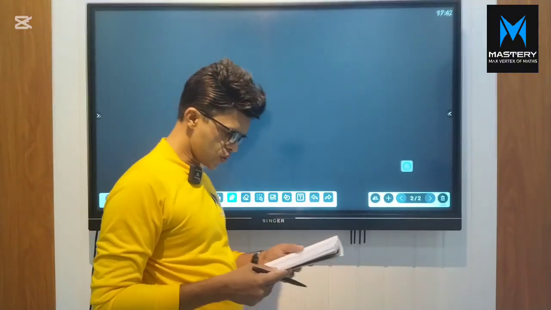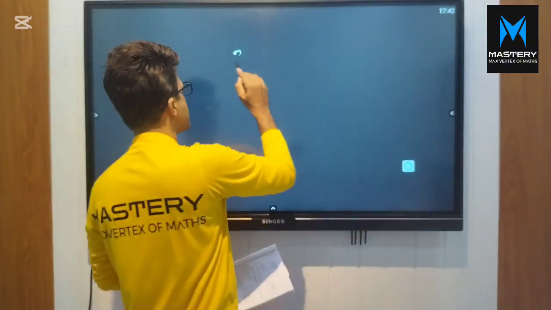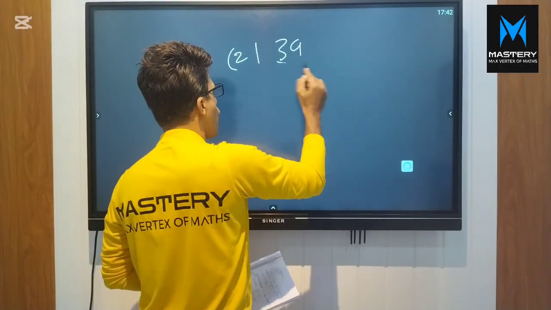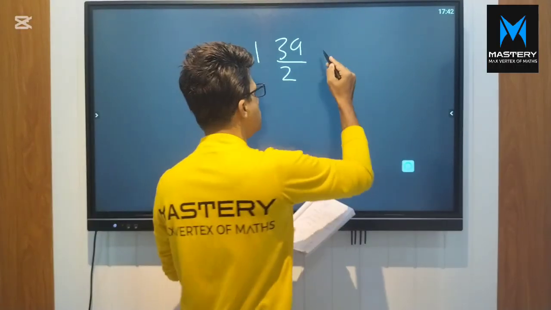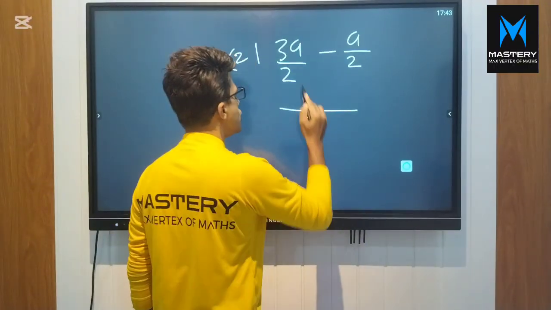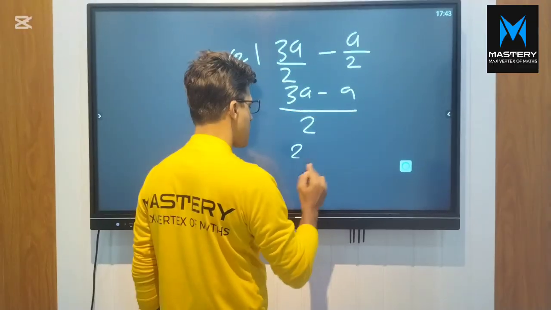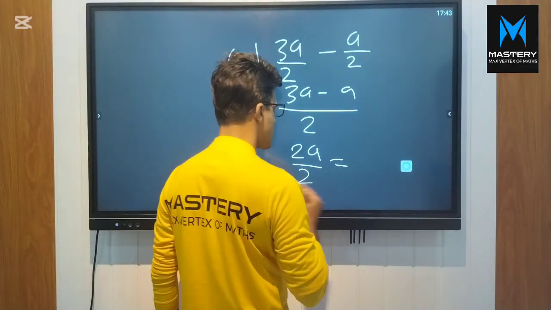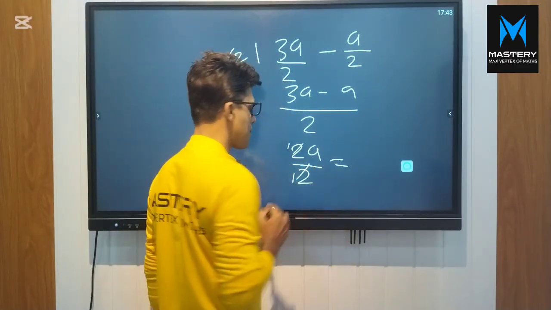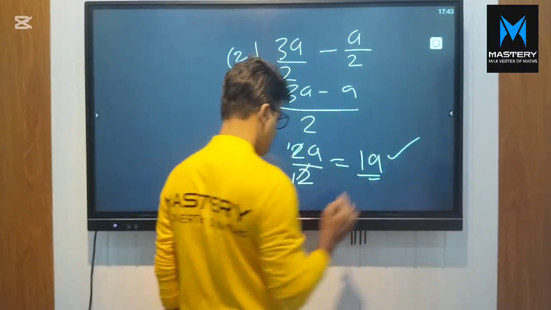Let's start the second question. It says simplify. How can you simplify this one? This type of one, 3a over 2 minus a over 2. The LCM is 2, so you could subtract 3a minus a. 3a minus a means 3a minus 1a. So 2a over 2, the 2 and 2 can be cancelled out. So the answer is 1a.